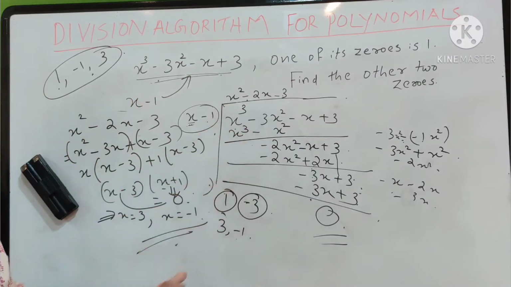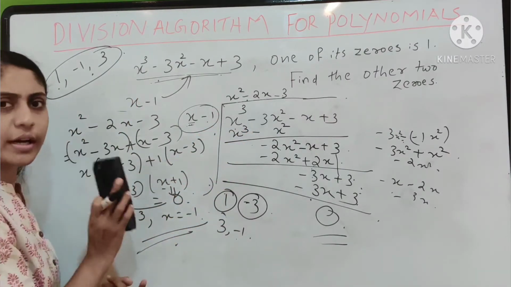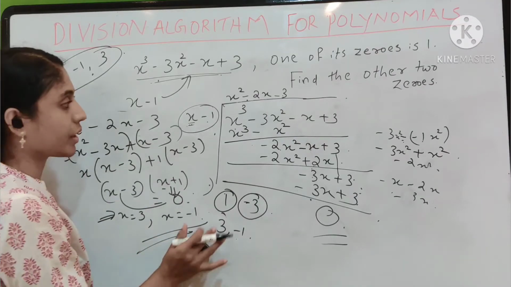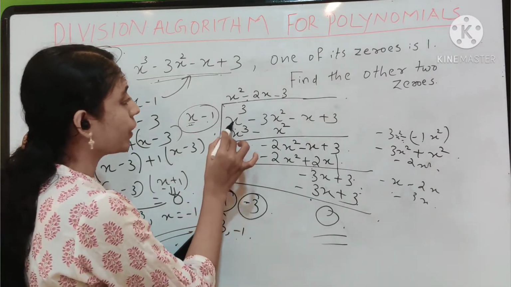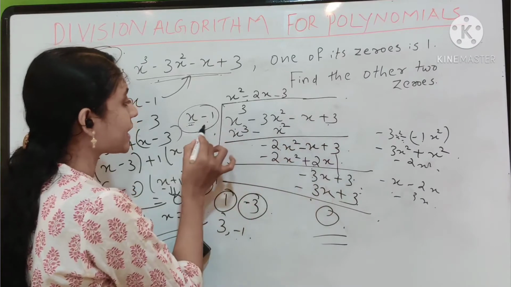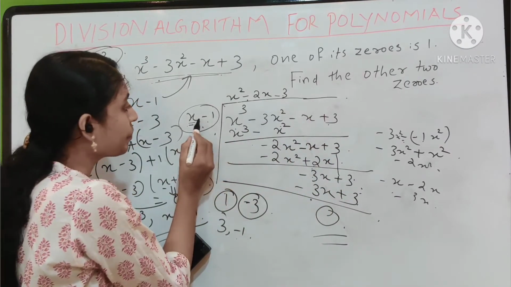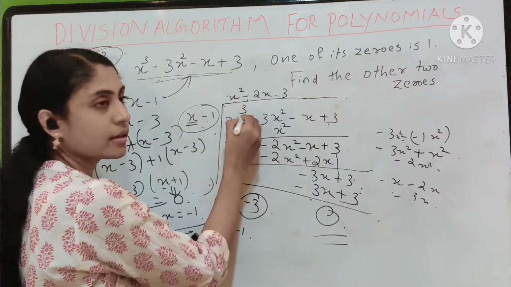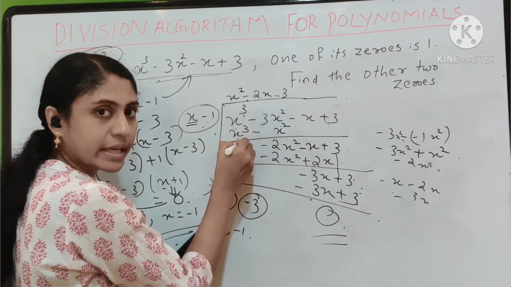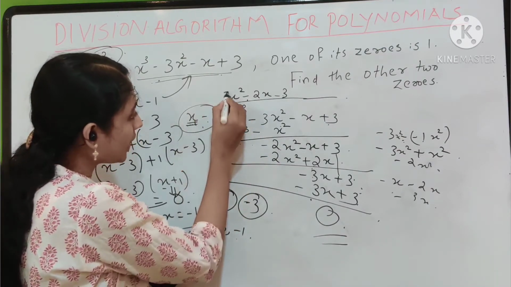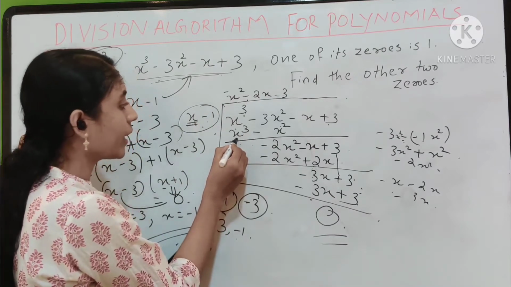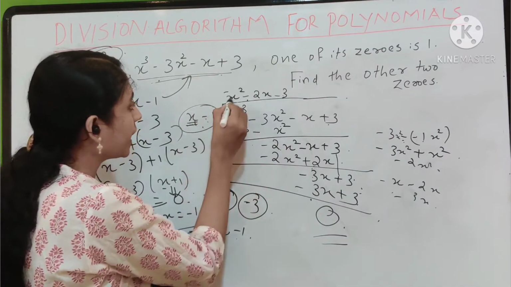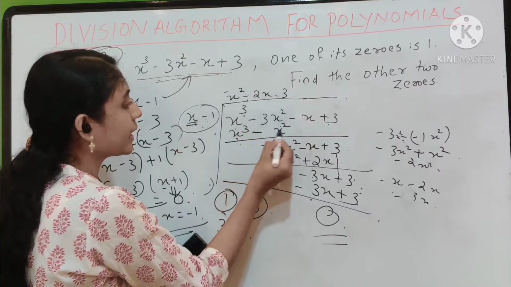And this division, you know how to divide a polynomial, we studied in our lower class. Once again I am explaining it to you. x cube minus 3x square minus x plus 3 divided by x minus 1. First taking this x term and comparing it with this x cube. So x into x square, it is x cube. Okay. Then minus 1 into this x square, it is minus x square.